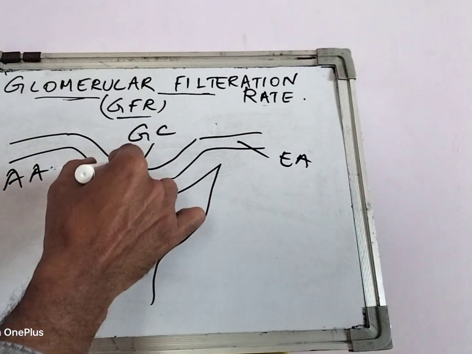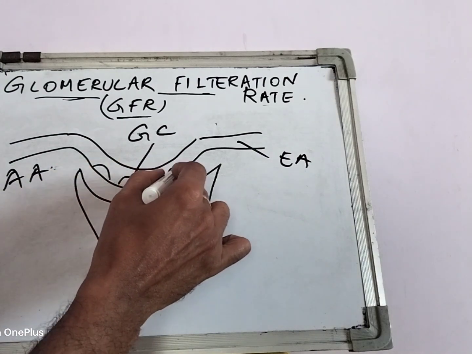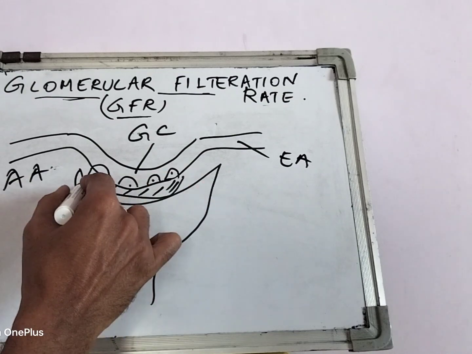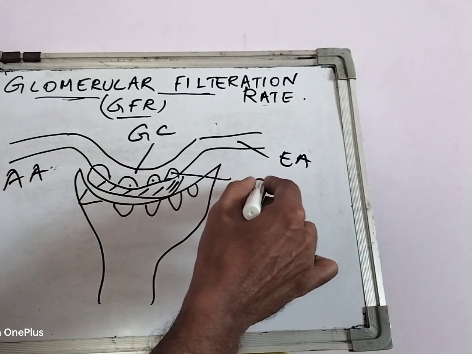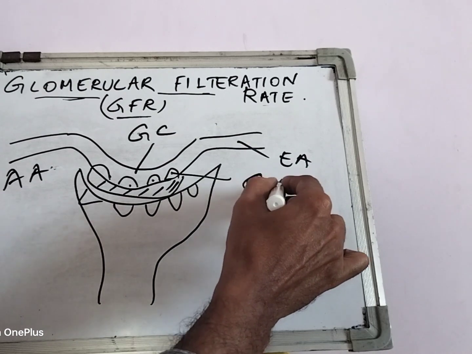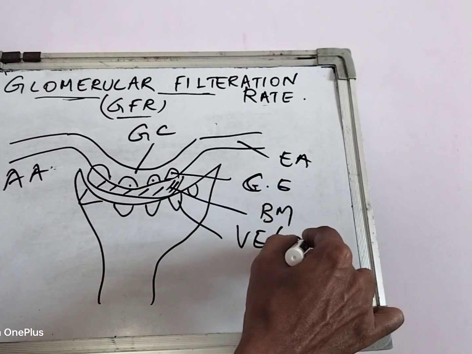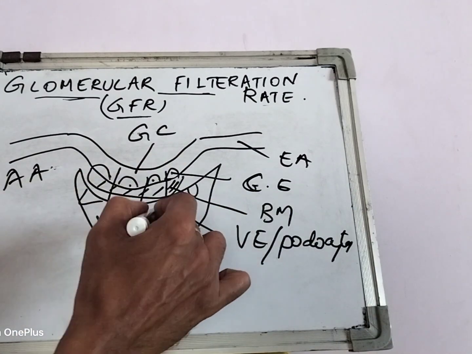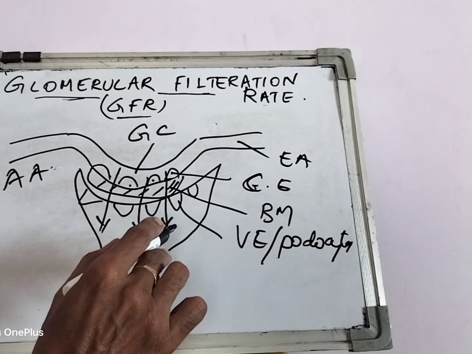So where is the filtration occurring? The filtration is occurring here. What are the parts of the filtration membrane? One is the endothelium of the capillary, another is the basement membrane, and another is the visceral epithelium or podocytes of the Bowman's capsule. So the filtration is occurring in this filtration membrane. The amount of filtrate formed by both the kidneys per unit time is 125 ml per minute.